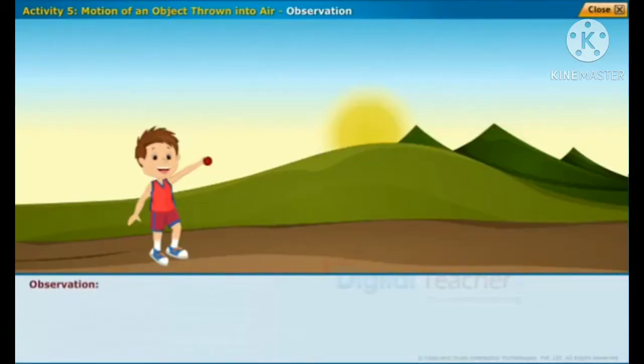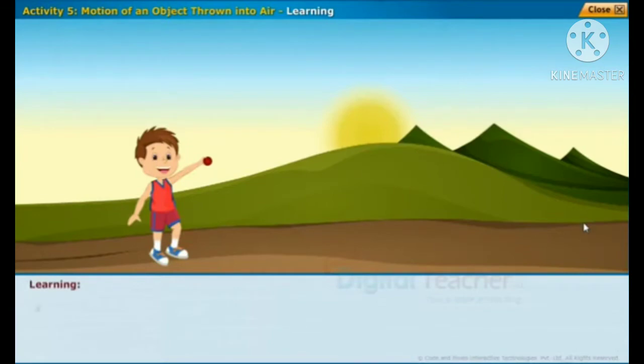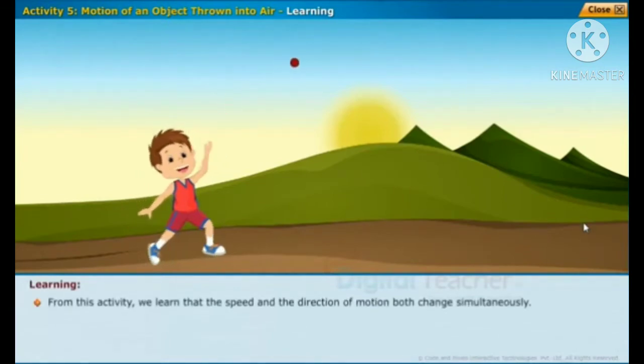Observation. We observe that the speed of the ball decreases on the upward slope and increases on the downward slope, and the direction of motion also changes continuously. From this activity, we learn that the speed and the direction of motion both change simultaneously.